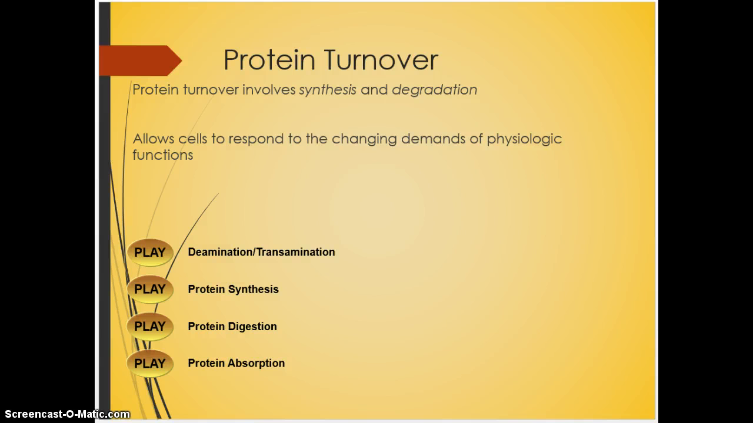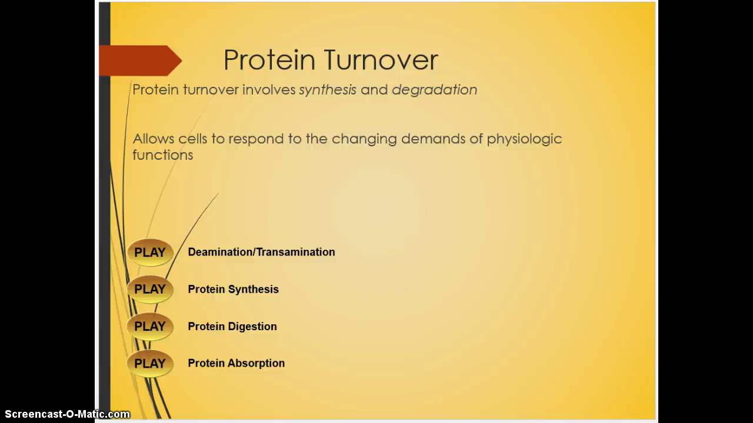Then the next topic we need to talk about is protein turnover. Our bodies are constantly requiring new proteins to function properly. And so protein turnover involves two processes: the synthesis of new proteins and the degradation of old ones. And the reason we do have protein turnover in our cells is that we need to be responsive to changing physiological demands of different functions of our body. So we need to make protein when we need to make it in response to, say, hot or cold or to a cut, and we need to be able to degrade the protein as well.